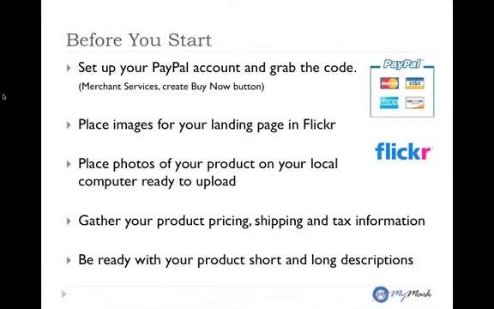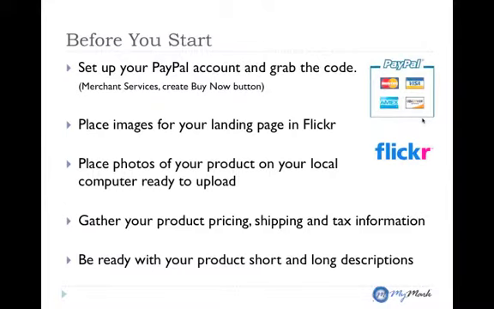Before you start, there's a couple things you need to do. And if you don't know how to do these, we have other training series that can teach you how to do this. But the first thing is make sure your PayPal account is set up and grab the code. It's under Merchant Services, and you create a Buy Now button. There are several formats for it, but it can look like the one you see here that says PayPal with Visa, MasterCard, American Express, and Discover.